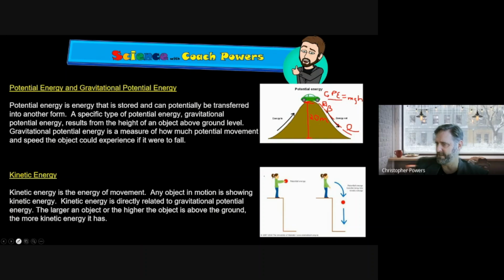Now, the next one is kinetic energy. So you'd have to pick out where is the kinetic energy the highest.